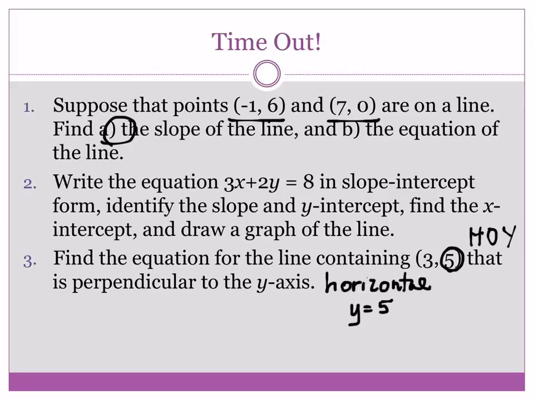Because that's this ordered pair. If you're having a hard time visualizing it, draw the picture. That'll be just fine. Your point is 3, 5. Right here. If you are perpendicular to the y-axis, you're right there. What is the equation of that? Y equals 5. Every point along that pink line has the y coordinate of 5.